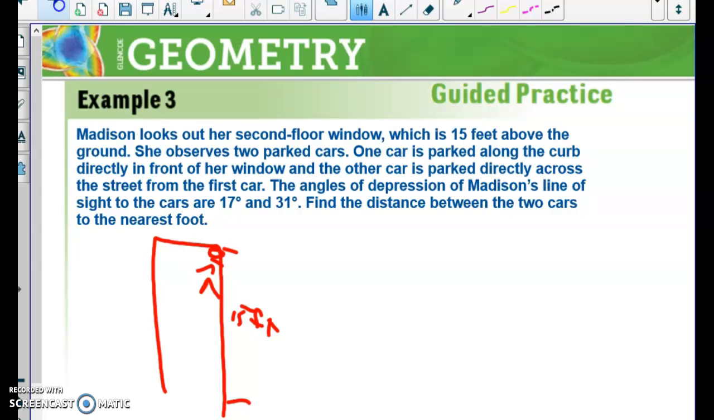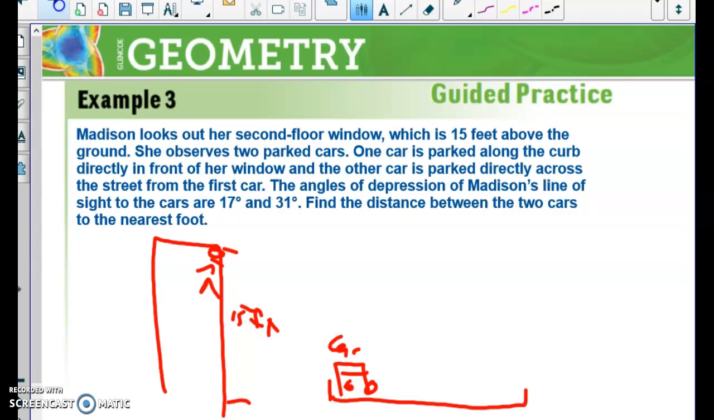She observes two parked cars. One car is parked along the curb, so here's a street. And one car is parked here. There it is. Got kind of some wheels there, and kind of looks like a car. I could probably label it car, in case you didn't see it.